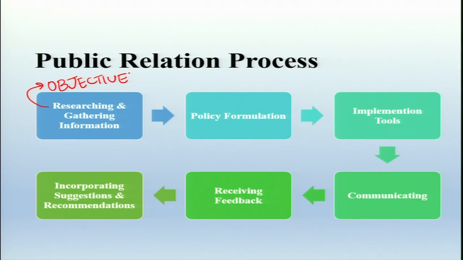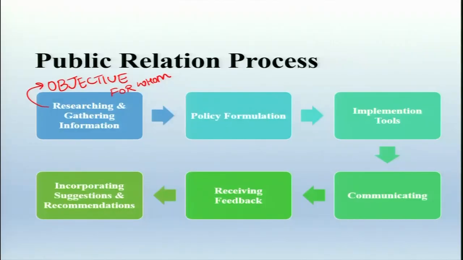Now again, when we talk about researching, you need to look for the objective as well as for whom, or else you can say who is going to be the publics for you, because again we do have different publics. So who is the publics for you? And then in stage one itself, you should go on gathering the information on what my people want from me. That is what you should start looking into.